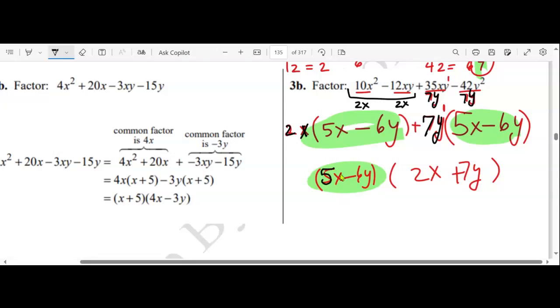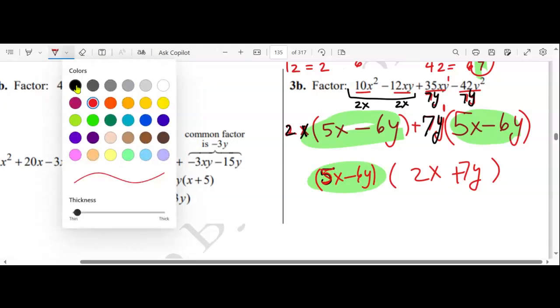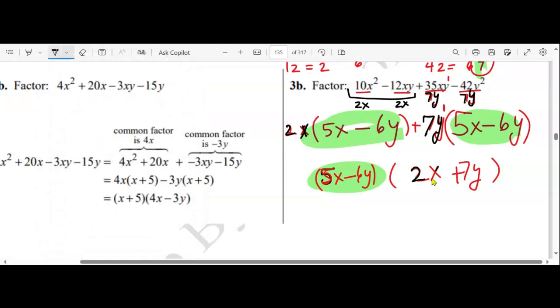What is coming here? 5x? Minus 6y, right. 5x minus 6y. And what's the remainder? 2 times x plus 7y. 2x plus 7y, correct. Is that clear? Move on.